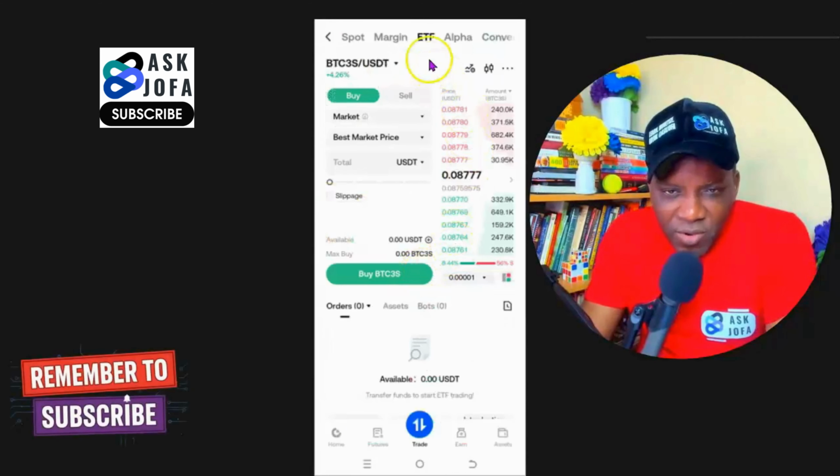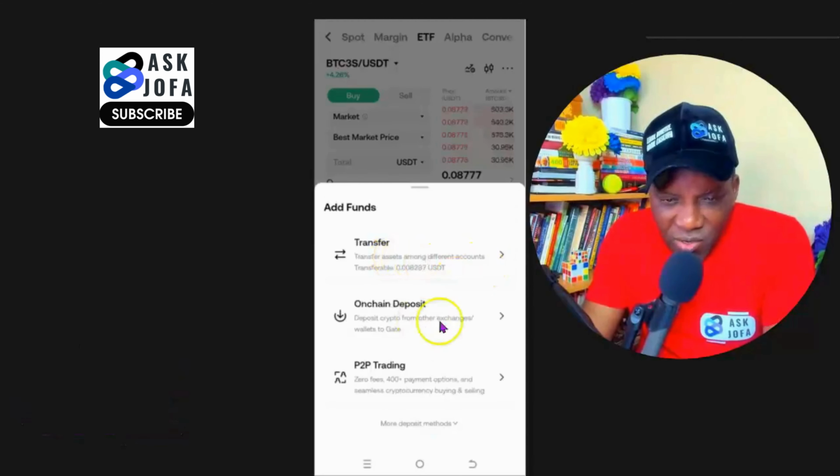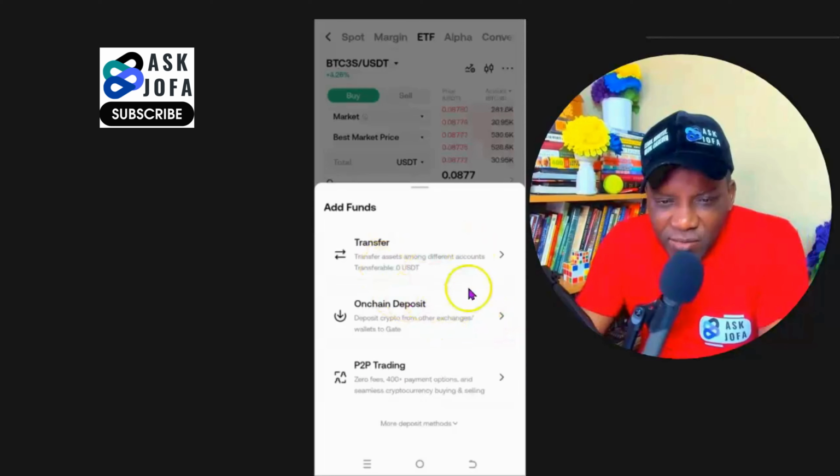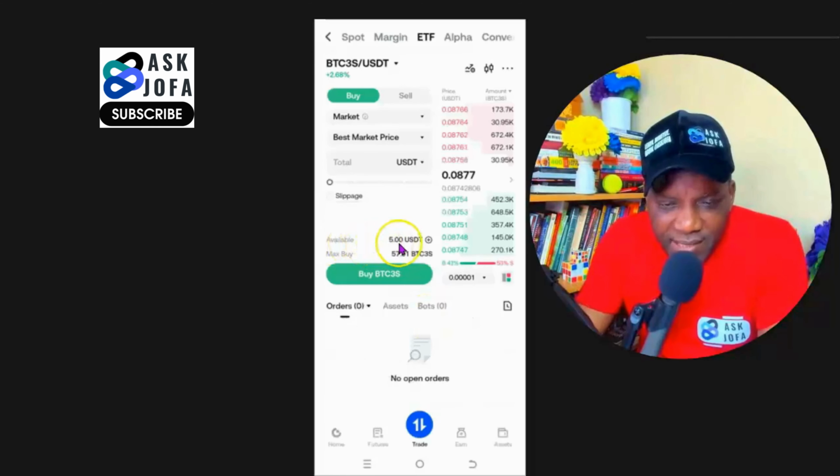So for me to transfer money and fund my ETF account, that is leverage account, I will tap here, this plus sign, you tap it. You can see transfer, on-chain deposit through P2P trading. So you have all these options. On-chain transfer, if you are moving money from your wallet or from another exchange. As soon as money is in your Gate Exchange account, it's going to show inside your ETF account automatically. So I've transferred $5 to my Gate Exchange account already using on-chain deposit. You can see available balance is $5.